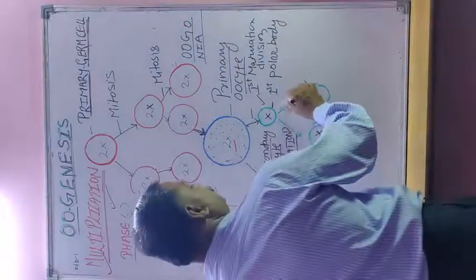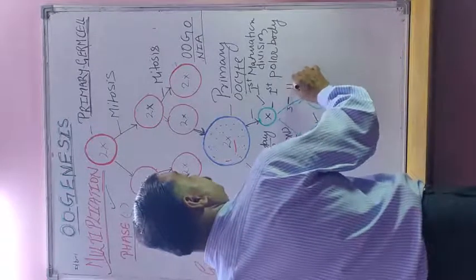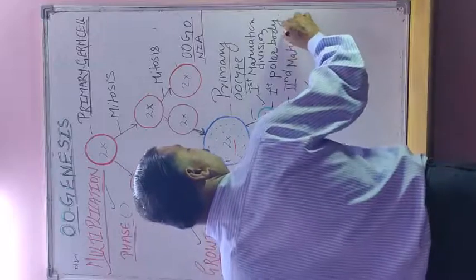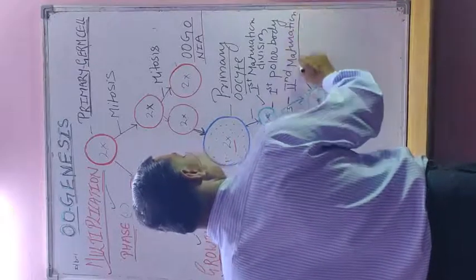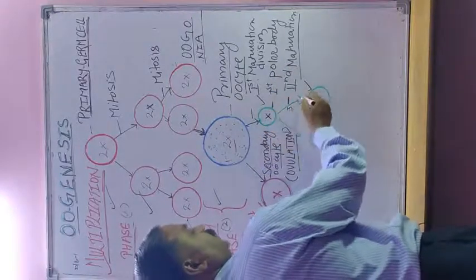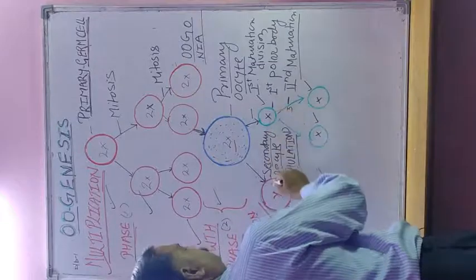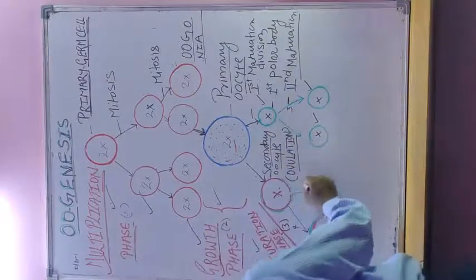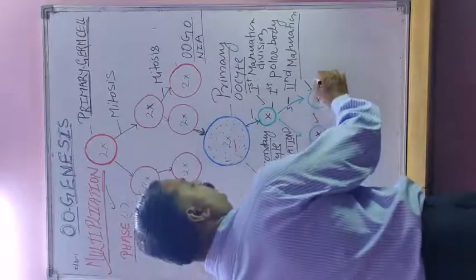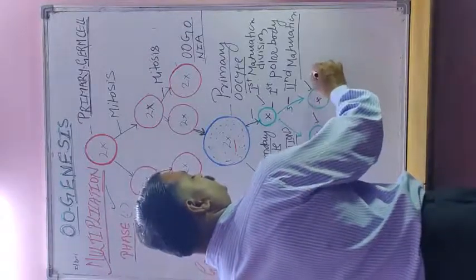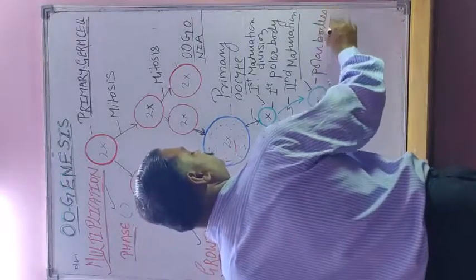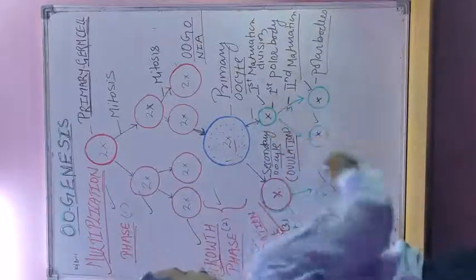And the last step, student, is the second maturation division. The first maturation division was meiosis, so the number of chromosomes went from 2x to x. And the second maturation division is mitosis, so the number of chromosomes will be the same, and these will also be called polar bodies. These polar bodies degenerate.